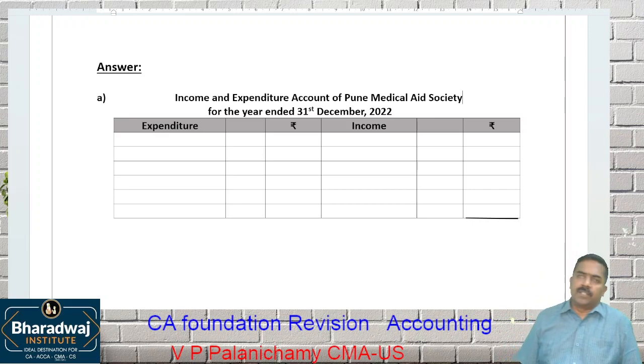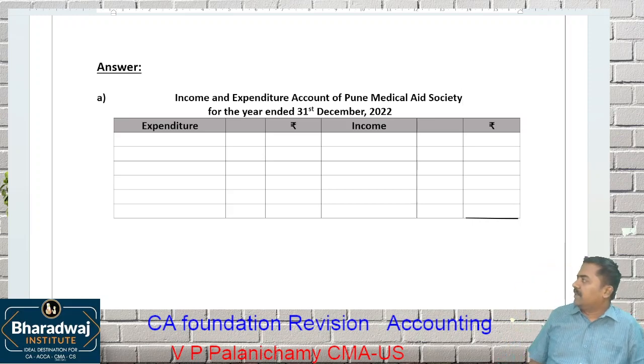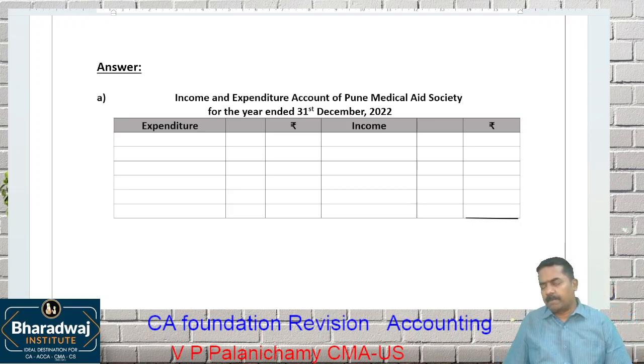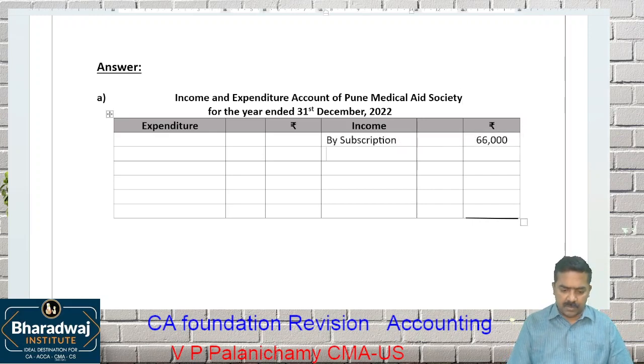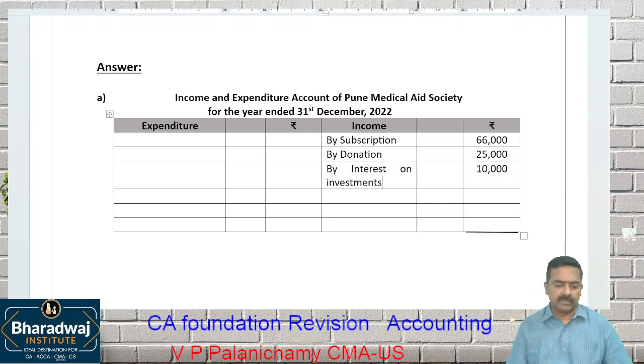In the income and expenditure account, what will come? Subscription receipt or subscription income? Income. Same way, medicine purchased expense or medicine consumed expense? Consumed only, it becomes expense. So whatever is consumed will become which one? Expense. Subscription, of course, 66,000. Then donations. General donations are taken as income. Interest on investment also will be taken as what? Income.